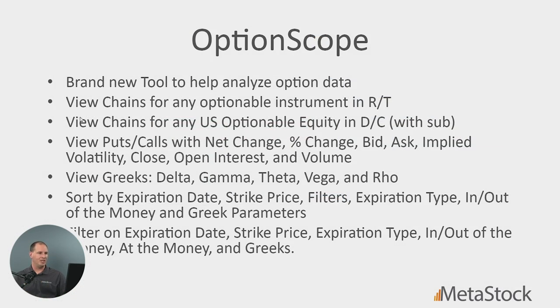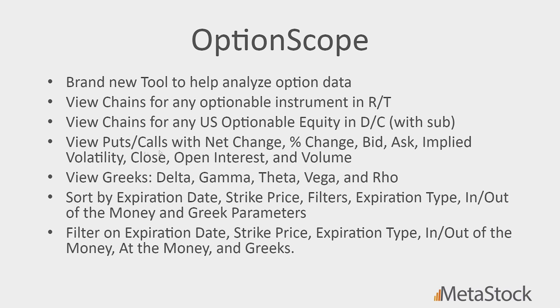Just to recap, you can view chains for any optionable instrument in RT. With RT, you'll be able to do any global option that's available because Zenith is able to offer all that data. Also futures data, if it has an option on it, you can bring up the OptionScope for that. For end of day, as I said, we are going to be bringing up US optionable equity data, which will be available with MetaStock 17.